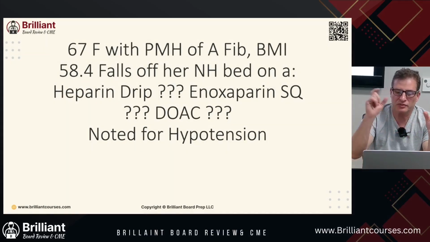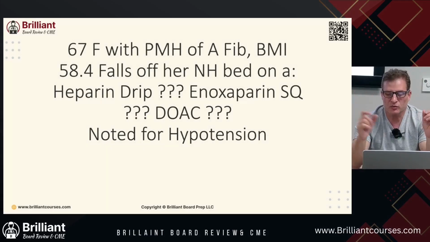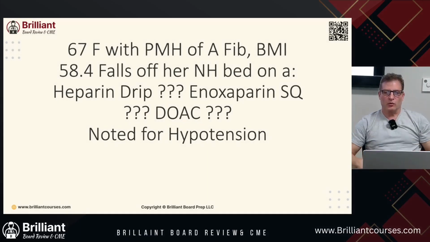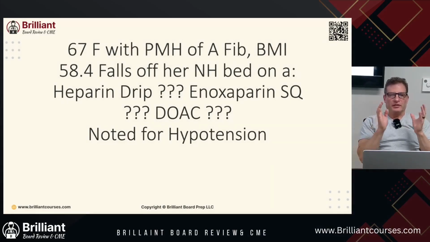One's on a heparin drip, one's on enoxaparin, subcutaneous, one's on a DOAC. And they're all noted for hypotension. So all of them had a cardiac cath or they had an HD cath. So when we talk about going into the femoral region with a cardiac cath, we can have increased risk of a retroperitoneal bleed. The same thing can happen if somebody has an HD catheter placed.